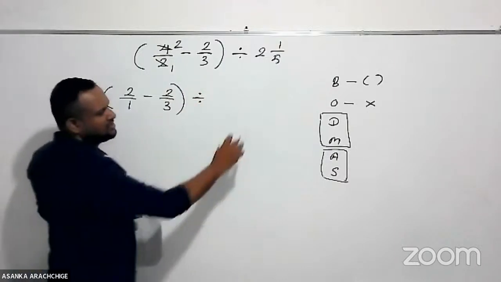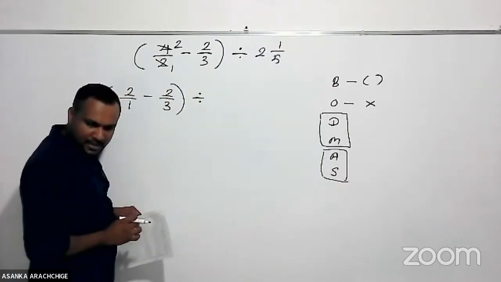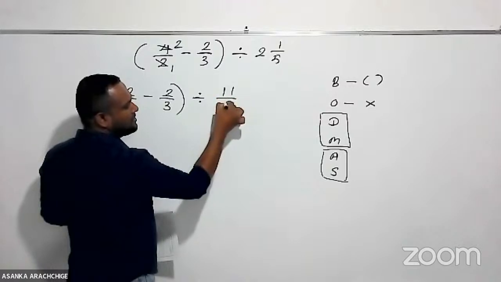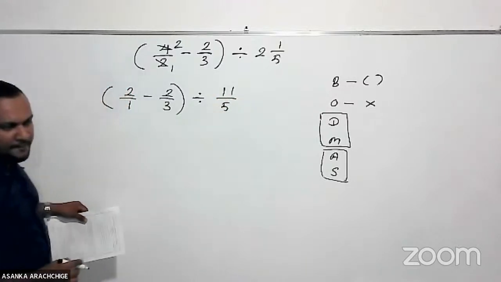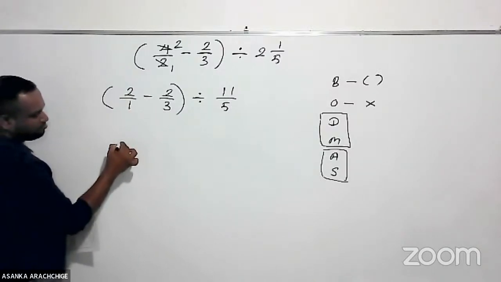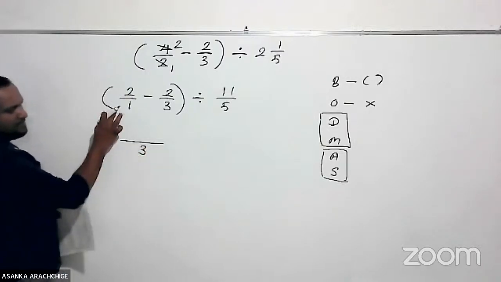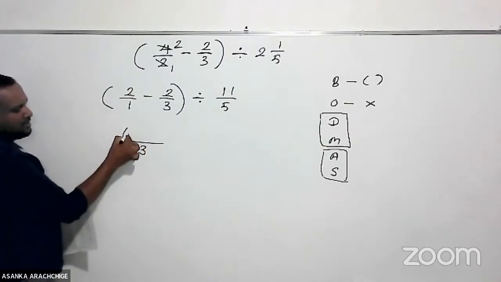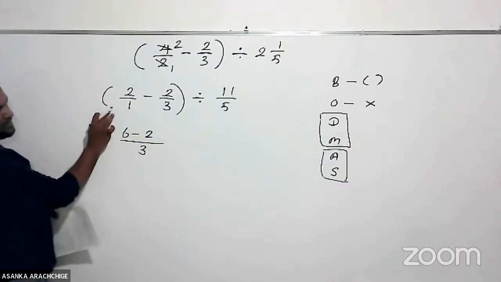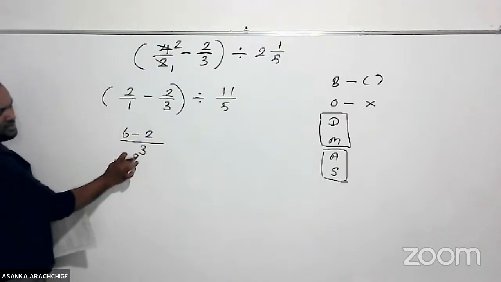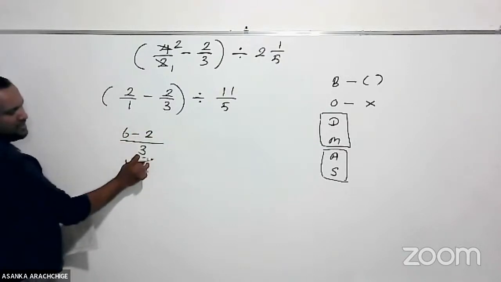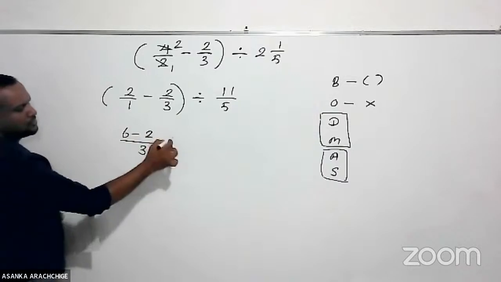You can convert this mixed number into an improper fraction. 5 times 2, 10 plus 1, 11 upon 5. Clear? Then 1 and 3, the LCM is 3. 3 times 1, 3. 3 times 2, 6. Minus 2 upon 3. Again, look. 1 times 3 is 3. Here the same 3. 1 times 2, 2.